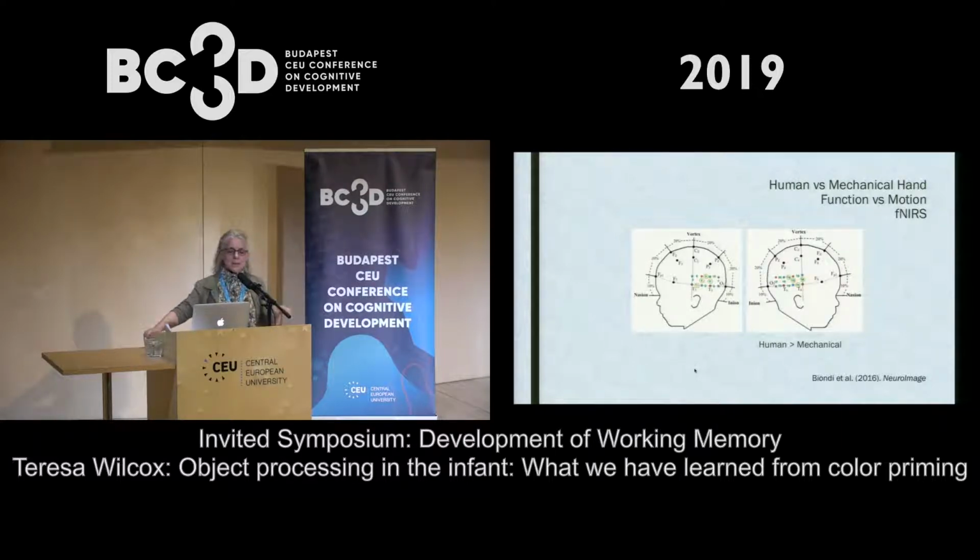So we found in the right hemisphere overall greater activation to human than mechanical hands. It didn't matter what event they were engaging in, we got greater activation to human than mechanical hands. But in the left hemisphere we found greater activation to human than mechanical hands, but only for the function event. So there is functional specialization in the first year, not only to human versus mechanical hands, but to human hands that are engaging in functionally relevant events.